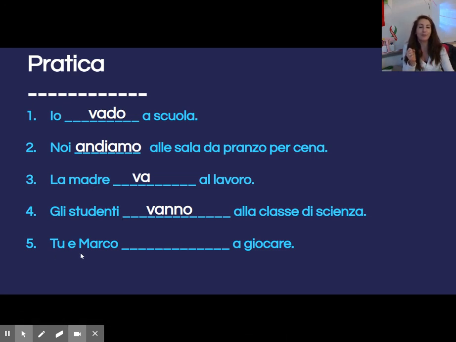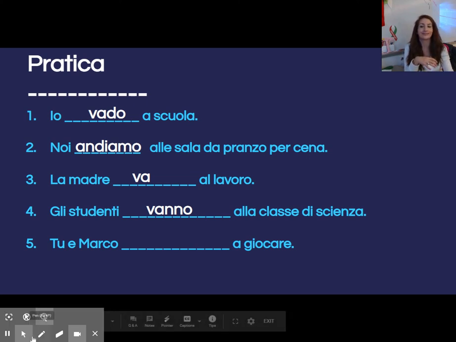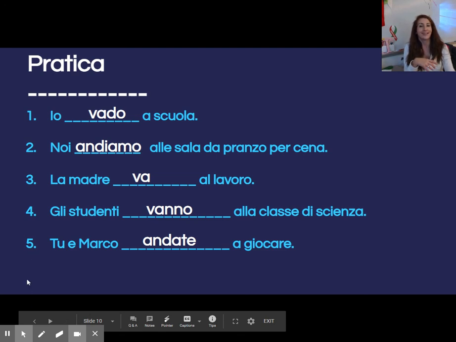Last one. Tu e Marco blank a giocare. You and Marco go to play. Tu e Marco, again, we have to do a pronoun switch here. It's not just tu, it's not just Marco. It's tu e Marco. Talking to multiple people here. So tu e Marco, y'all go to play. Voi andate a giocare. Ottimo lavoro, buona fortuna con questi due verbi irregolari.